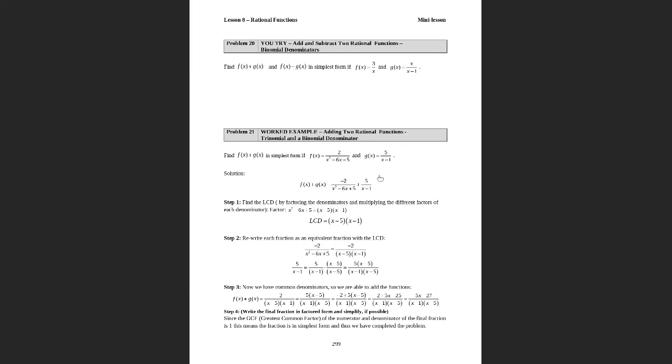We are adding them together. Now, x squared minus 6x plus 5, you could factorize that, right? If you do that, you would have x minus 5, x minus 1. We know how to do that, right? You do the AC method, where a is 1. So you have minus 2 divided by x minus 5, x minus 1, plus 5 over x minus 1.